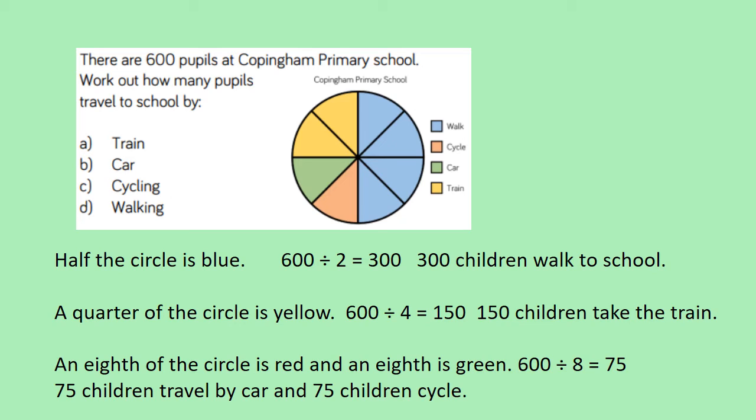A quarter of the circle is yellow. 600 divided by 4 is 150, so 150 of the children take the train. 1/8 of the circle is red and 1/8 is green. 600 divided by 8 is 75. So 75 children travel by car and 75 children cycle.